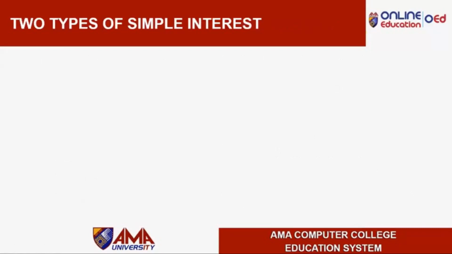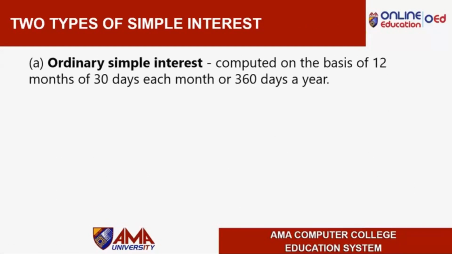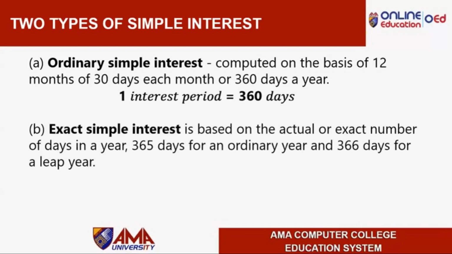We have two types of simple interest. The first one is the ordinary simple interest. It is computed on the basis of 12 months of 30 days each, or 360 days a year. So this is fixed: one interest period is equal to 360 days. The other one is the exact simple interest, which is based on the actual number of days in a year: 365 days for an ordinary year and 366 days for a leap year. So one interest period is equal to 365 or 366 days.